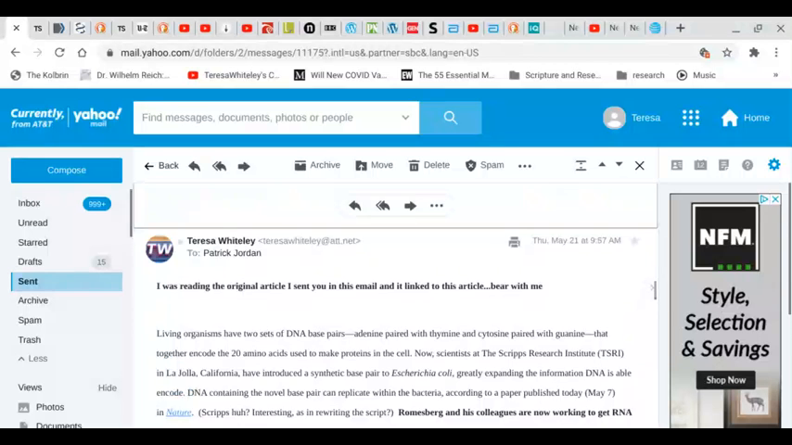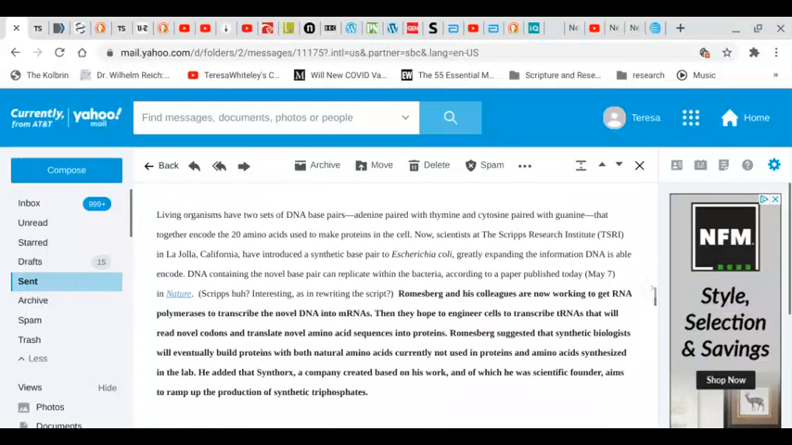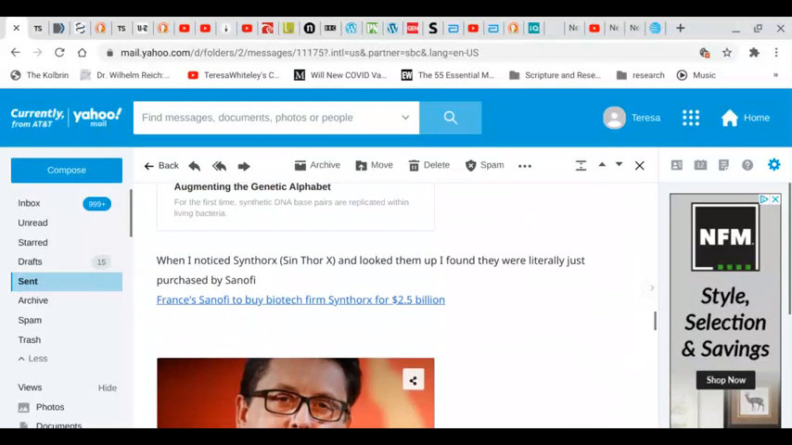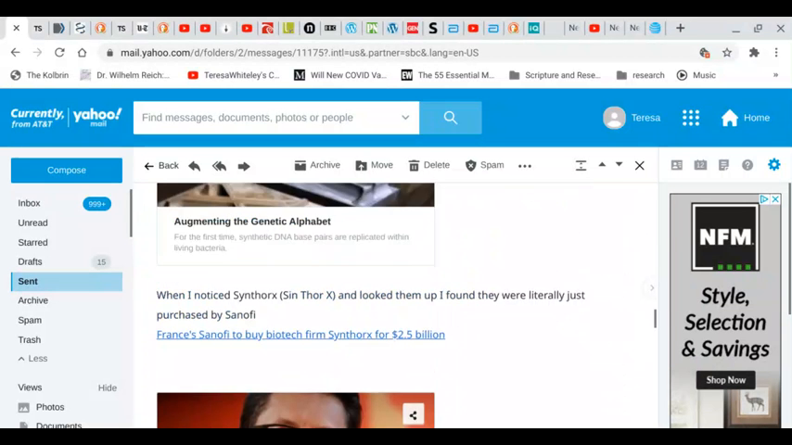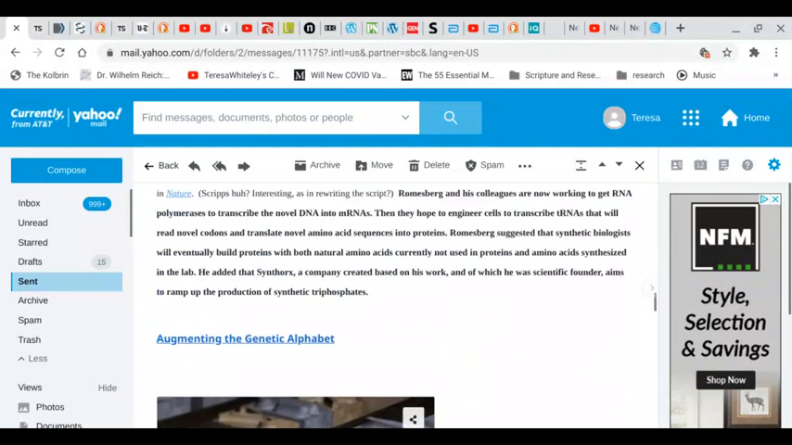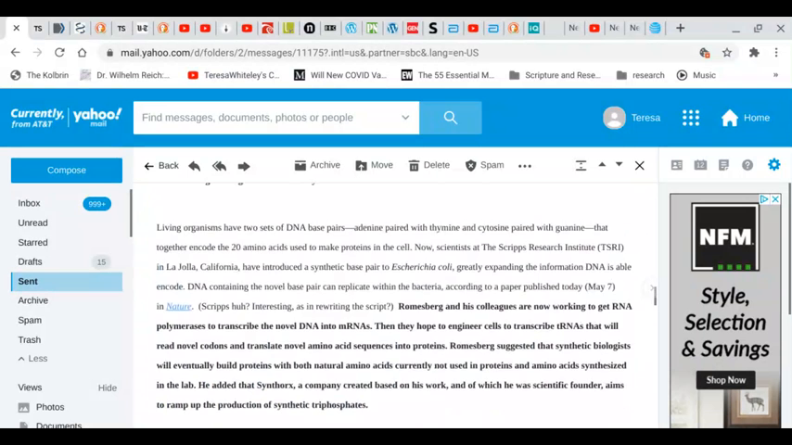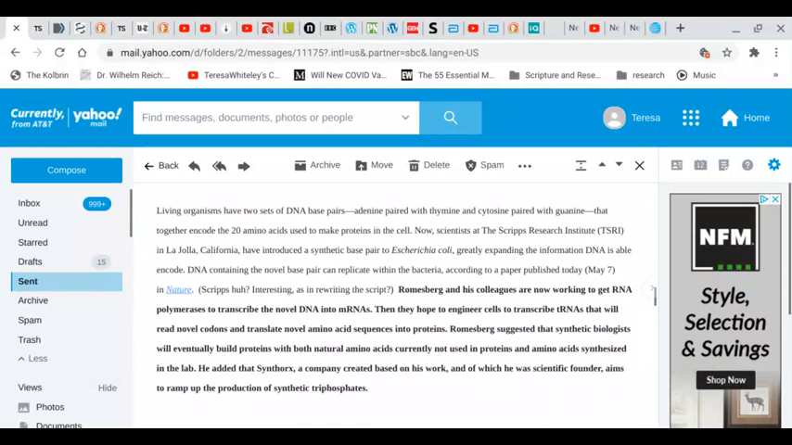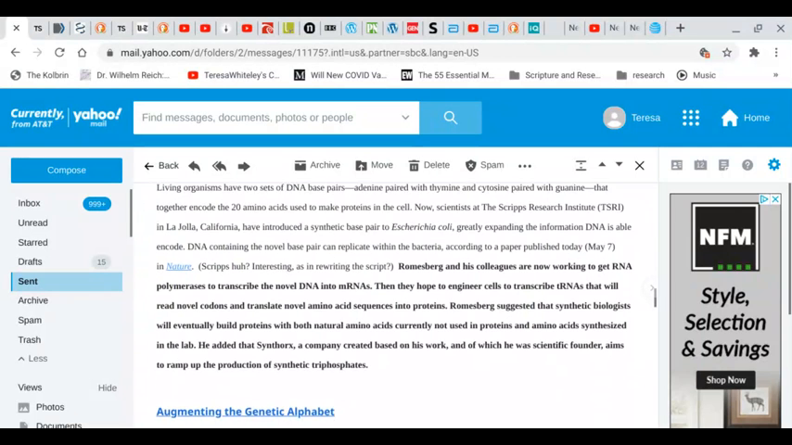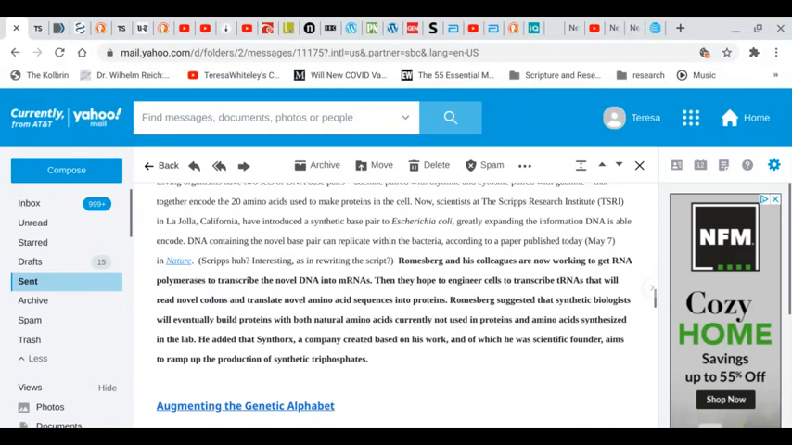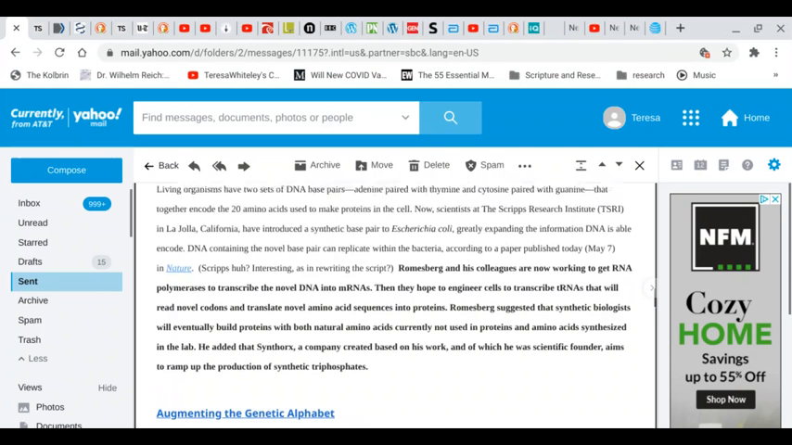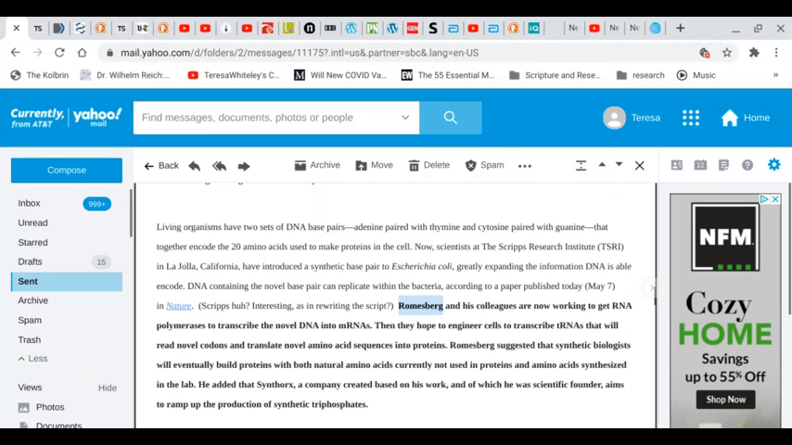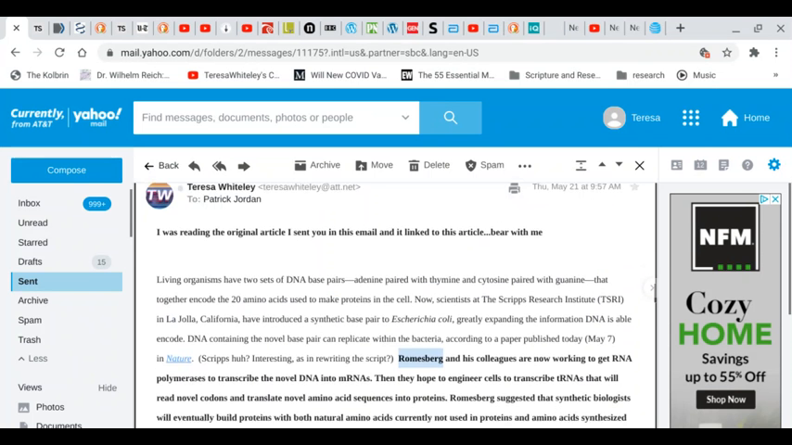So back in May, when all this started, I brought this to his attention again, because I started looking at this and the Scripps research, but then I read on Romesberg and his colleagues. Let's just read this little part.